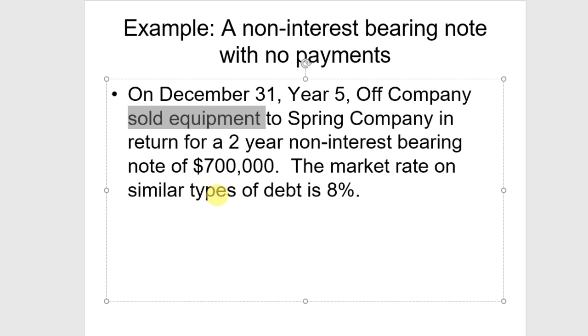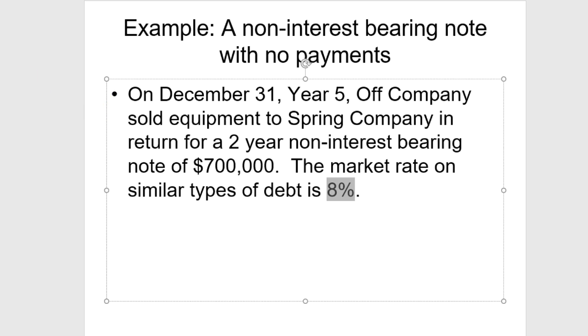So once again, we're going to be using the financial calculator, and we're given a market rate of 8%. So part of that $700,000 is a sale of equipment, and part of it is the interest that we're going to earn over the next 2 years. So why don't you see if you can calculate the present value of this note? You might want to just pause the video and go ahead and calculate this on your own. The more you can do on your own, the easier your practice will be and the better off you're going to be when you go to do your final exam.